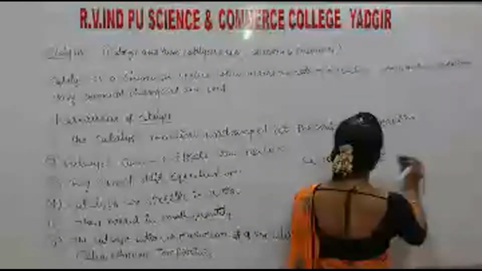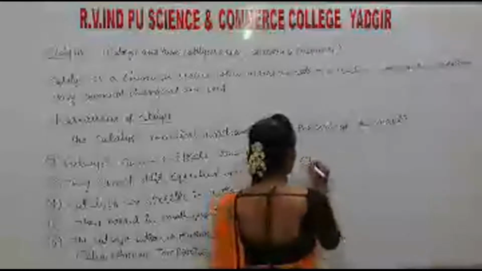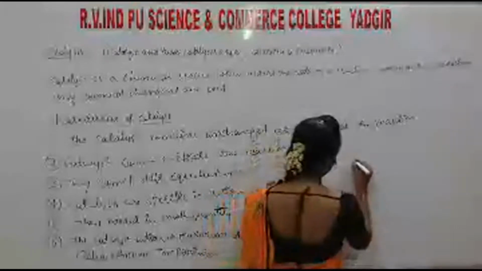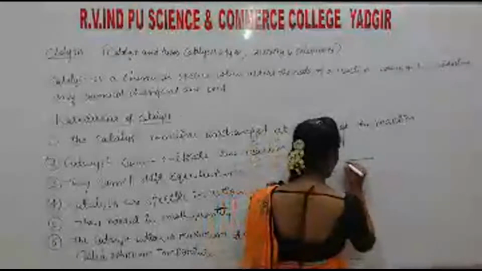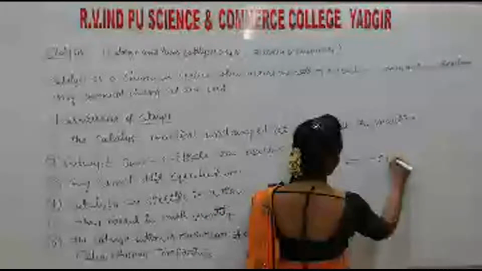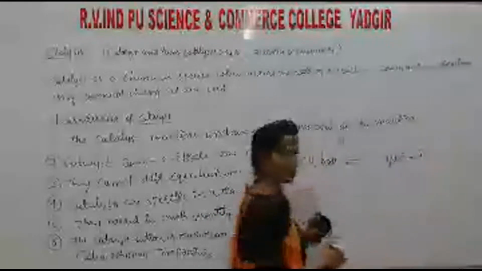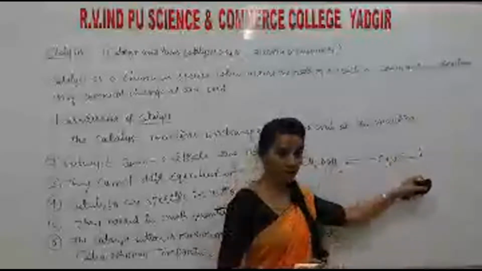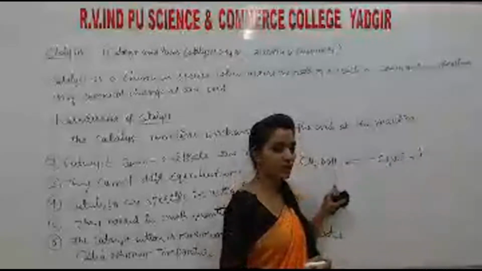I take this one. CH3COOH dissociates and associates: CH3COO minus plus H plus. So students, equilibrium is like this. It means the forward reaction is favored rather than the backward reaction.